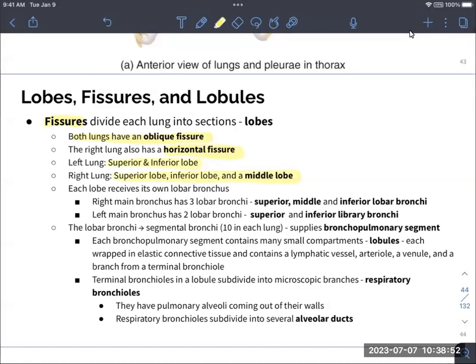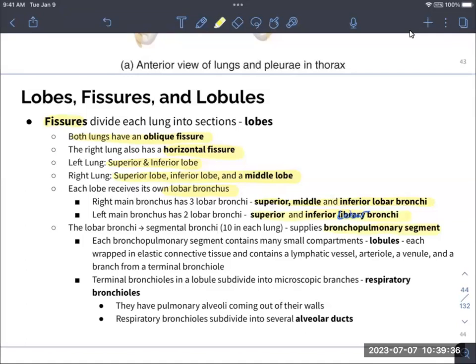Each lung, or each lobe, receives a lobar bronchus. So that right main bronchus is going to give us a middle, an inferior, and a superior lobar bronchi, while that left is going to give us a superior and an inferior lobar bronchi. That lobar bronchi is going to split off to those segmental bronchi, 10. And that goes to that bronchopulmonary segment.